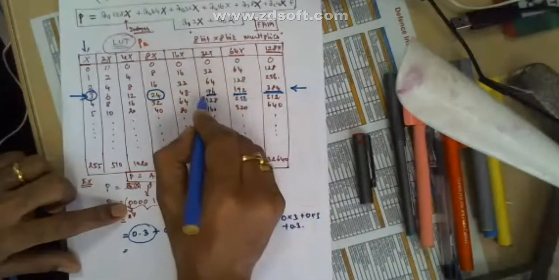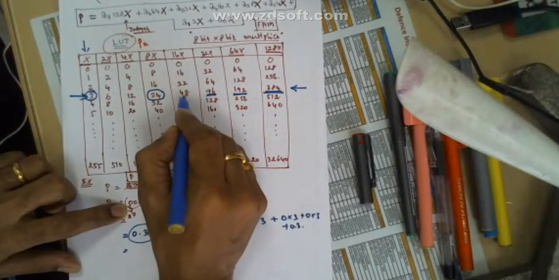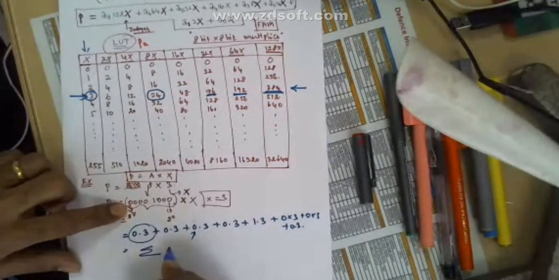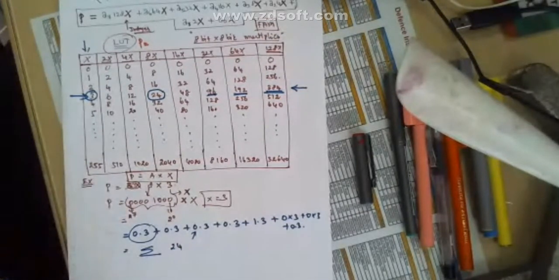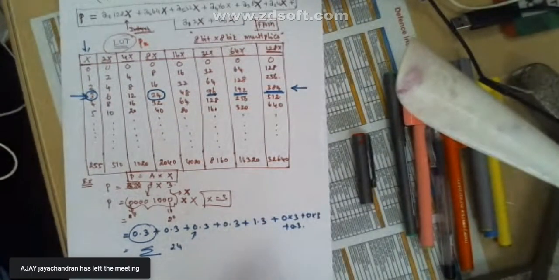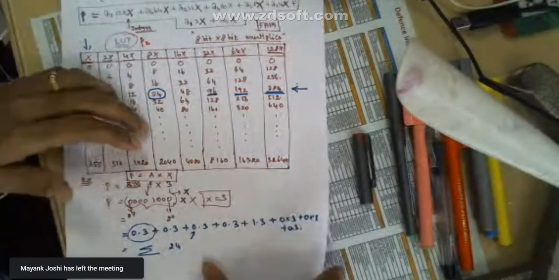This value will become 0. This value will become 0. This value will become 0. Only this value we have to add now. So in our summation, if you write here, only 24 will be there. Remaining all the elements in that particular row will be 0 because the binary magnitude is 0 now.